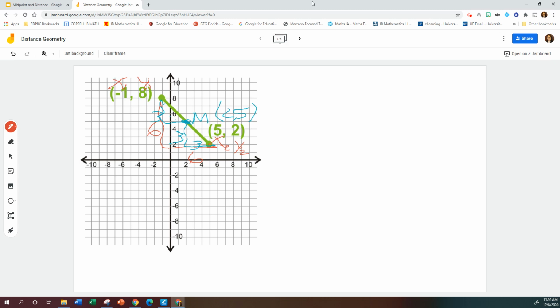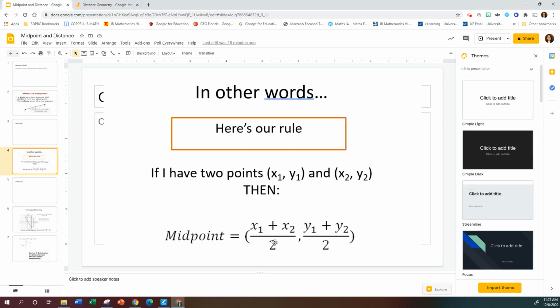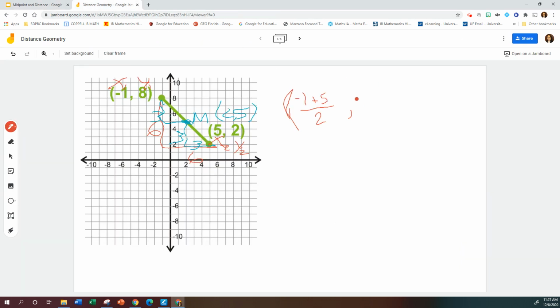So in using the formula, I'm going to add my x's together. x1 plus x2, which happens to be 5, divided by 2. Again, double check what the formula says: x1 plus x2 divided by 2, y1 plus y2 divided by 2. So my y coordinates are 8 for y1 plus 2 for y2, and I'm going to divide by 2.